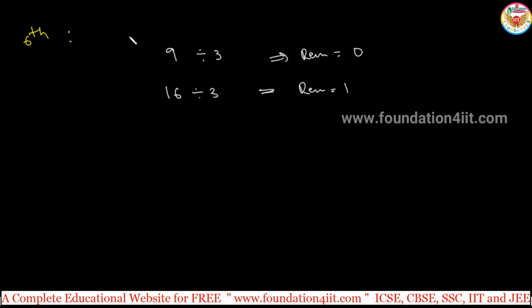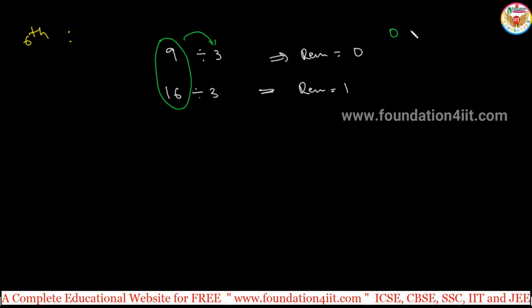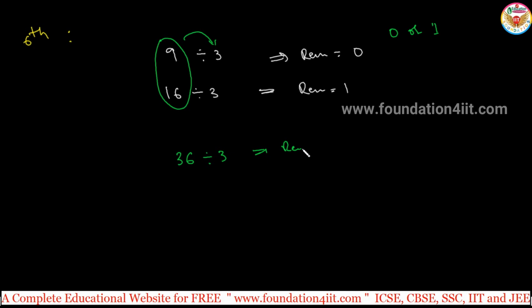So take any perfect square, and on dividing by 3, you will get the remainder either 0 or 1. That's it. You'll never get any other remainder. This is the rule. For example, 36 is a perfect square; divide by 3, the remainder is 0. Only 0 or 1 you will get.